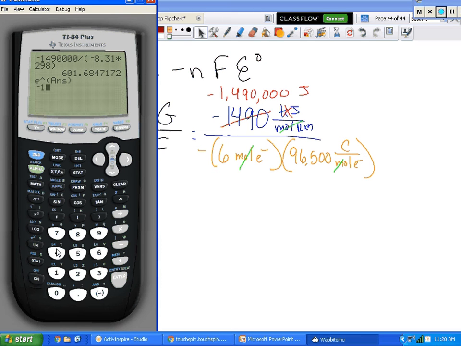All right, so negative 149,123 divided by negative 6 times 96,500 coulombs equals that. So it's just positive 2.57 volts. So it's 2.57 joules per coulomb, or a volt. That's what I would do. I would leave it as that. If you try to leave it as a kilovolt, it's going to be less than a one.